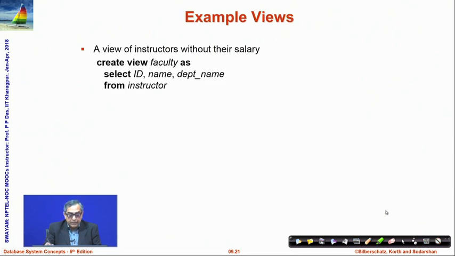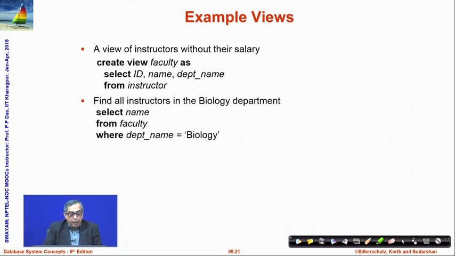So, let us take a quick look. This is a create view. We have created the view called faculty from the instructor relation. The instructor relation is the real one, the existing one, and faculty is a view expression being created. In that, we have simply done a projection. We have left out the salary field, and now we can make use of that view.